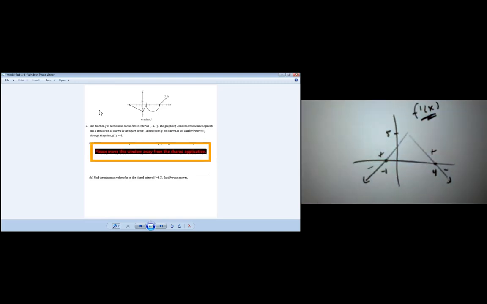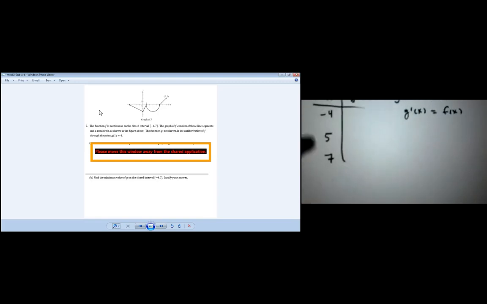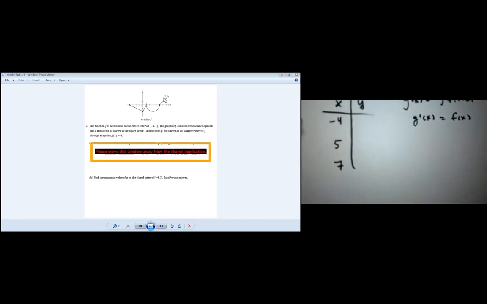So in terms of the problem we're talking about, we're plugging endpoints and critical points into the original. So I've got the endpoints. Now to find the critical points, we're looking for where G prime, which is F, is equal to 0. It's going to be at the 3 spots where it's 0, but only in one of those places does it cross the axis. So the only one we need to put on the table is at 5. So it's endpoints and critical points into the original.